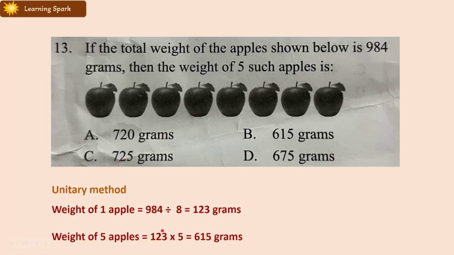So the weight of 1 apple is 984 by 8, because there are 8 apples in total and the total weight is 984. So 123 grams is the weight of 1 apple, and then you find out the weight of 5 apples, which is 123 into 5, which is 615 grams. So the right answer is B.